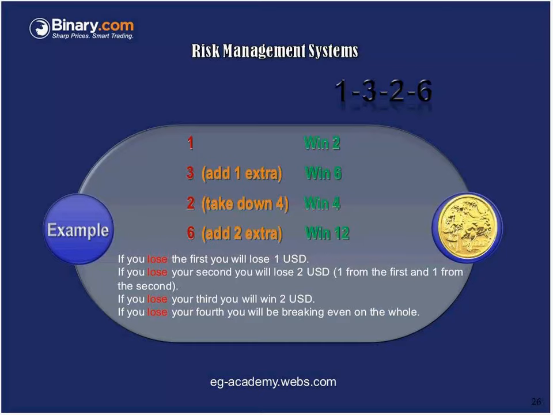And then, if you lose in the third, it means that you won in the first and second. You win when you trade 1 and 3, and then you lose in the second. So overall, you will win $2. If you lose your fourth, you will be breaking even overall. I think it's clear, and it doesn't need anything, just to have the odds of every event equal to 2, and the chance of winning of a single trade should be close to 50%.